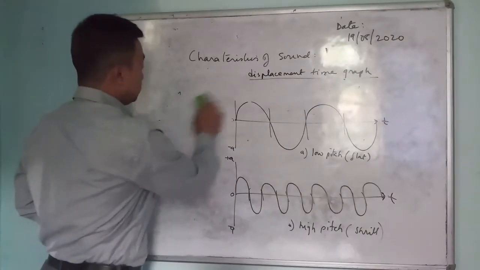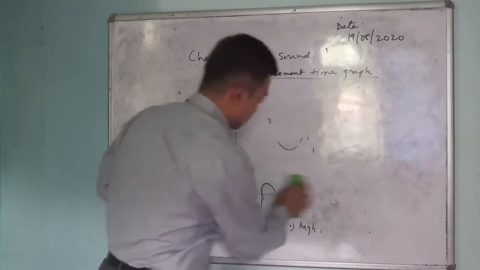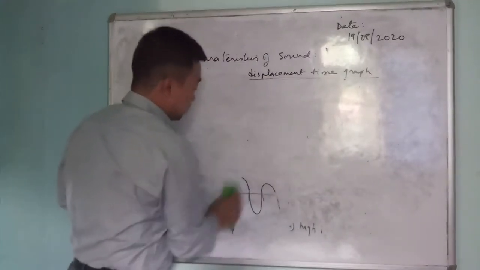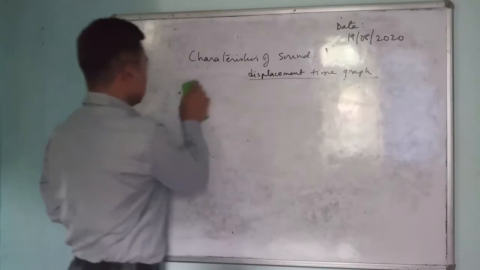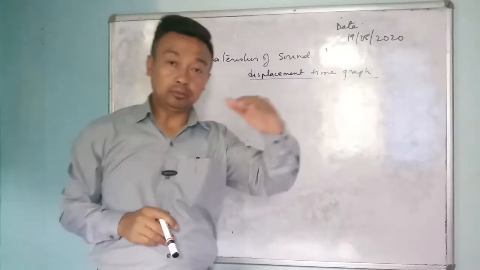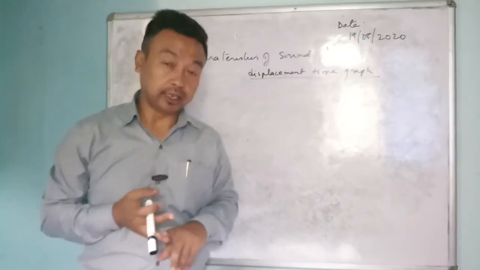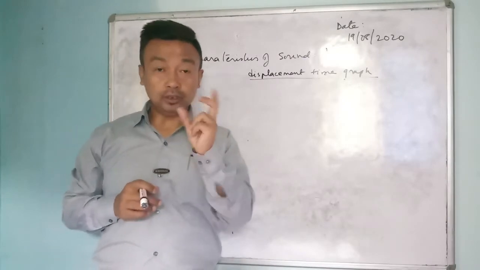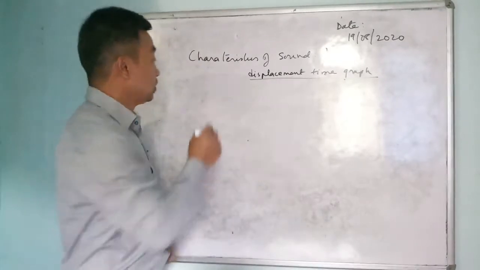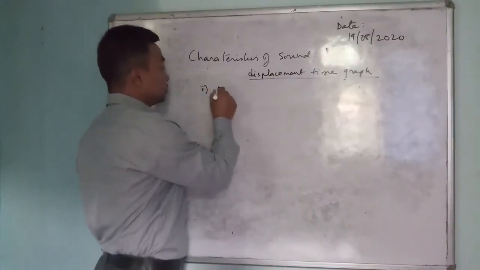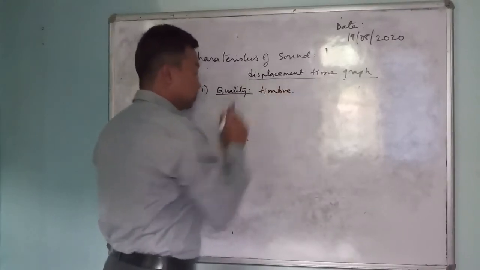So now we go to the third characteristic of sound, which is called quality. It is the timbre. Usually you must have observed that sometimes two singers sing the same song in the same scale, the frequency is the same, the amplitude is the same, the loudness is the same, but still there is a difference in their quality. So the third characteristic is quality, which is also called the timbre.